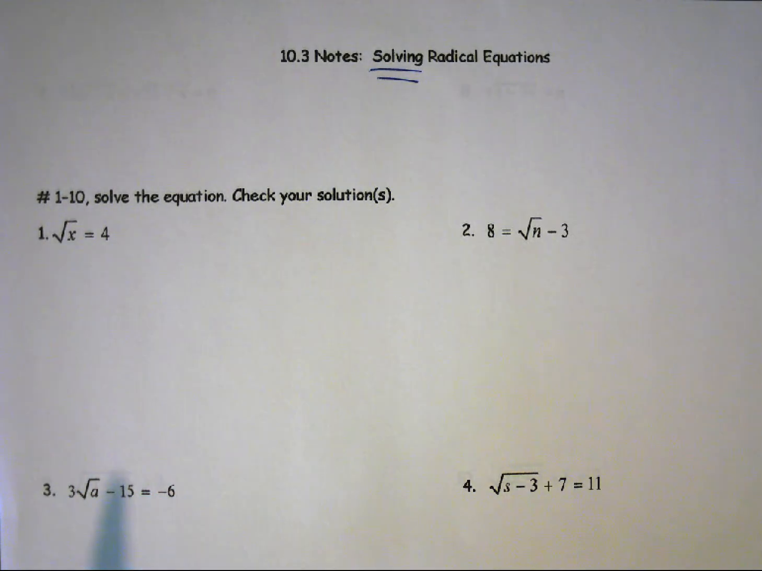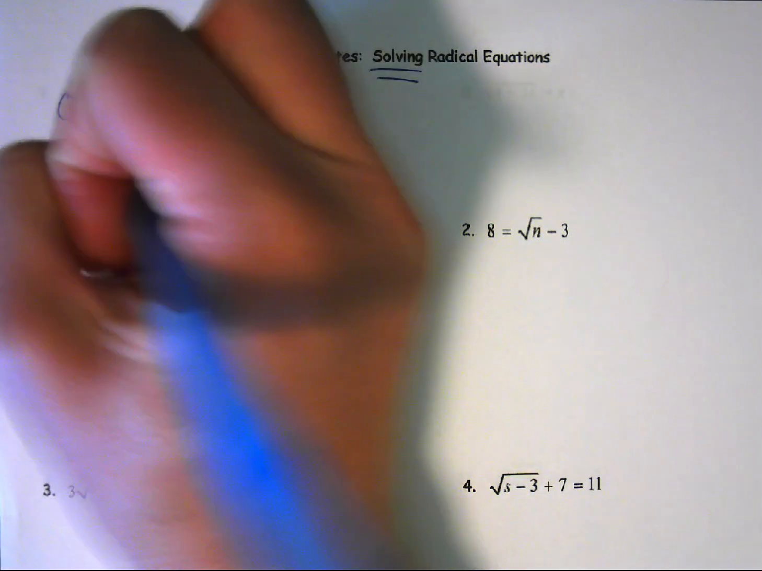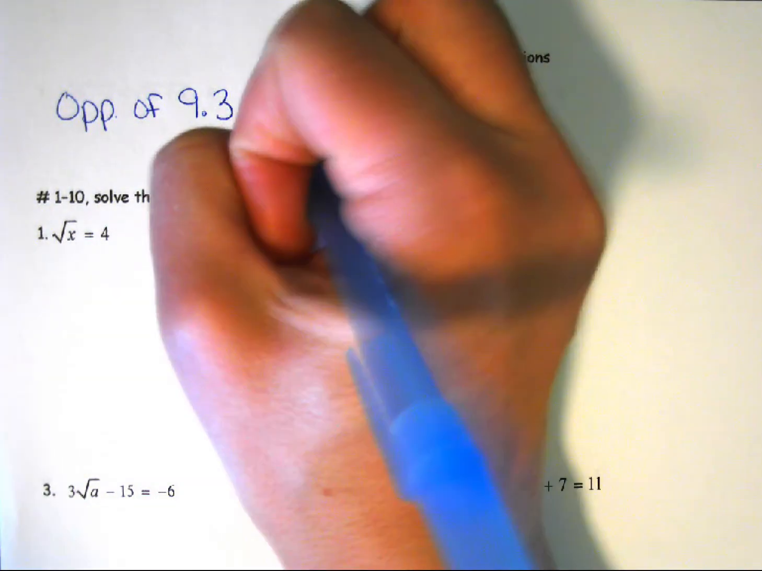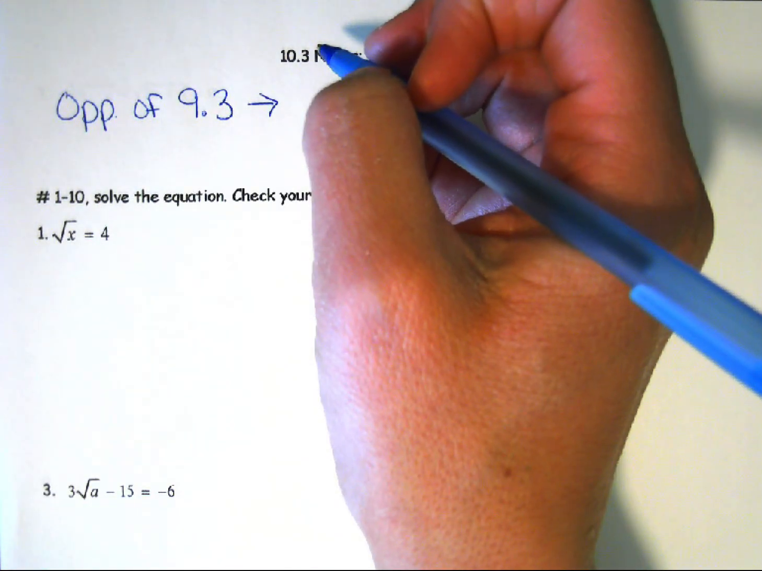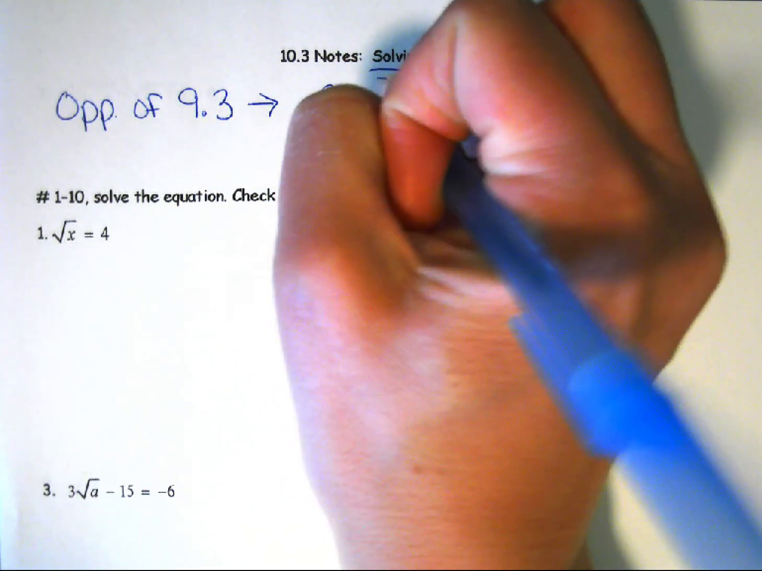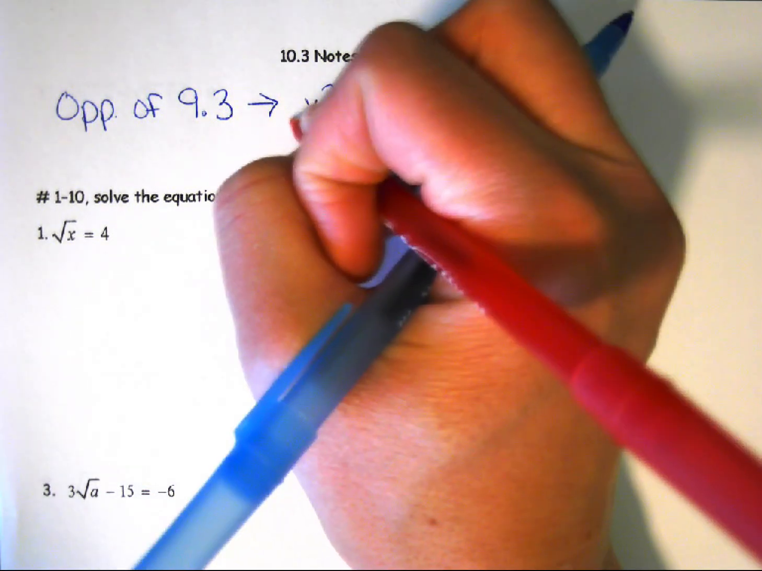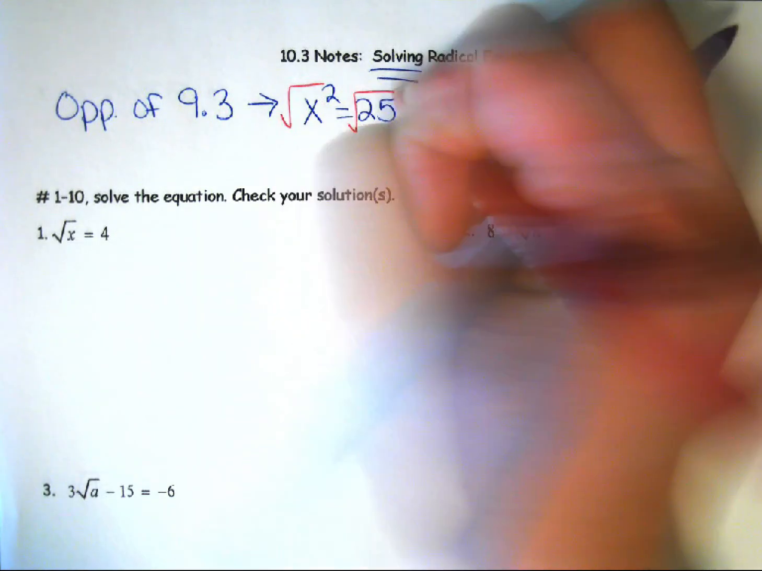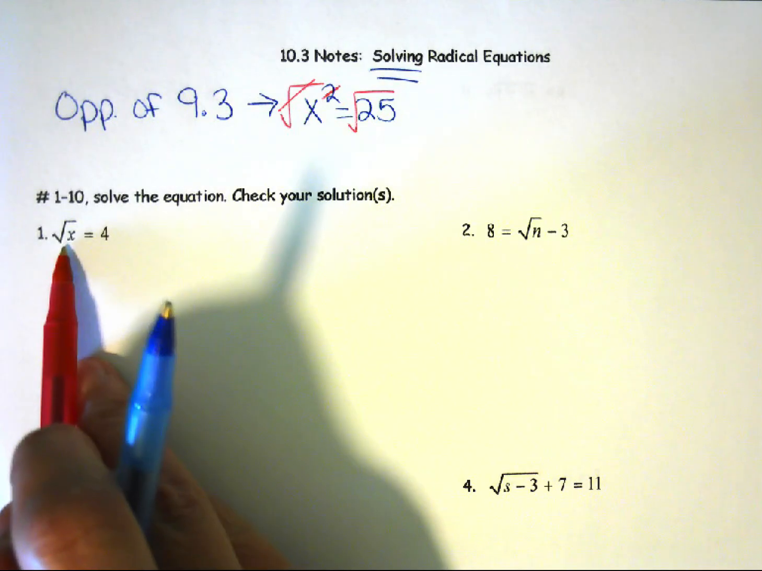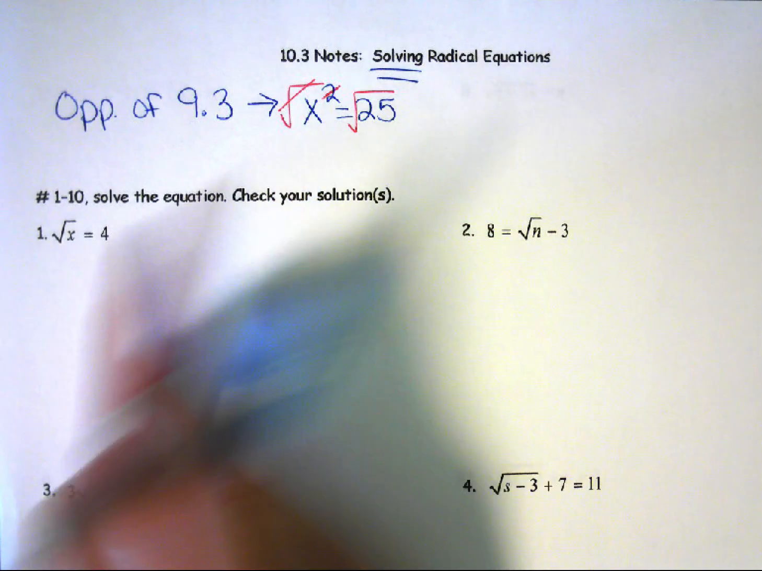But what I really want you to know is that today's lesson is really the opposite of lesson 9.3. In lesson 9.3, you were given problems like x squared is equal to 25, and you had to get the x alone. So what you did was you took the square root of both sides in order for this to cancel. Well, notice down here now you have the square root. So really, this is just going kind of backwards.